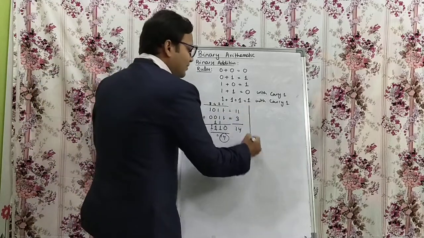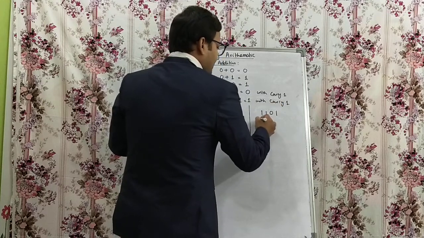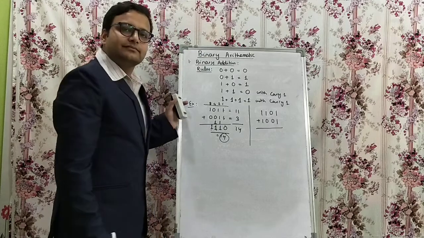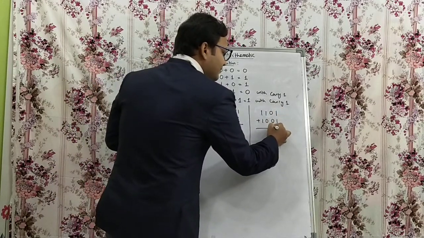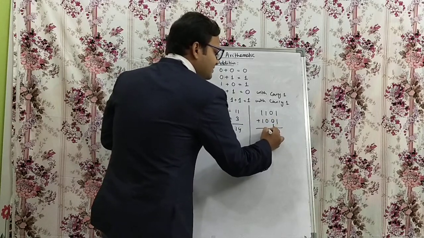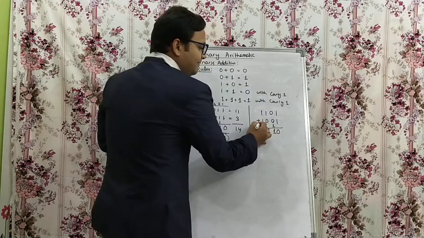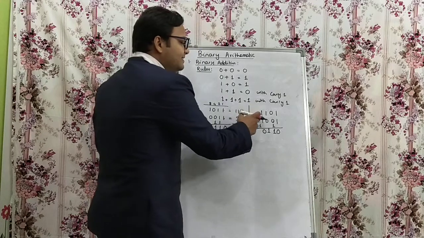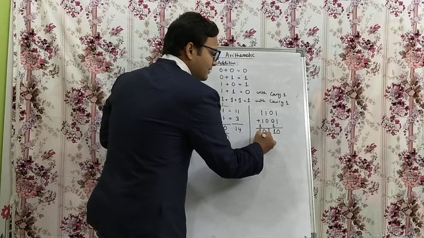Let's say one more example over here: 1 1 0 1 plus 1 0 0 1. Okay, so see here what you need to do. 1 plus 1 is 0, carry 1. 1 plus 0 plus 0 is 1. 1 plus 0 is 1. 1 plus 1 is 0 with carry 1. If there are no other bits to add, think of it as 0 and add it with the carry. So this will be 1.